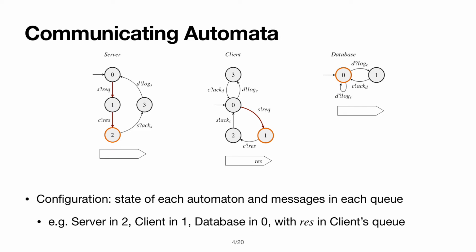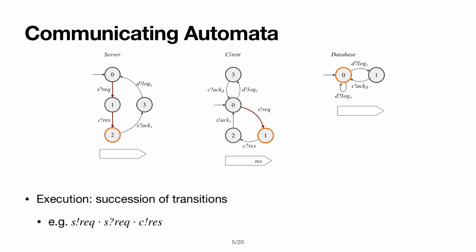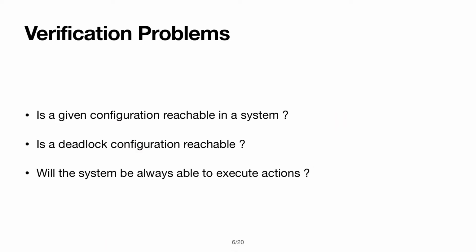What I just showed you was basically an execution, and we can write it with a trace of the successive actions we executed. Here it was sending rec to S, then receiving rec from S, and finally sending res to C. Now that we saw a little bit how this model works, we can ask ourselves how it will help us to verify communication protocols.